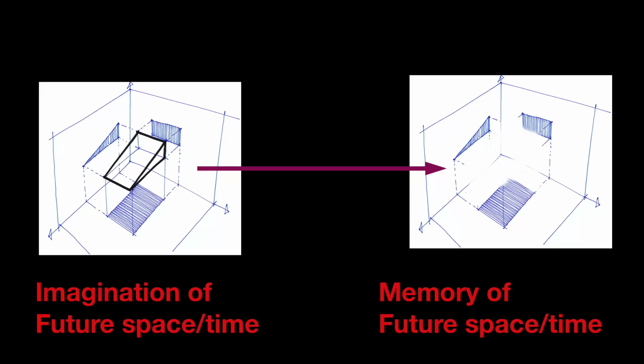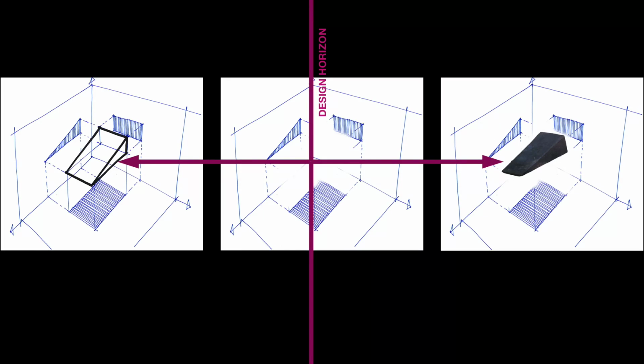So we have the imagination of future space and time, which through several stages becomes a memory of future space. We remember it through the design phase or the design drawings. And then it can be manufactured. So the design drawings or design artifacts in the digital sphere are on a certain horizon between the fantasy and the reality. But we can think of it in a different way.